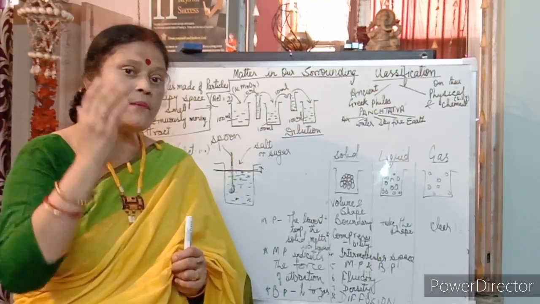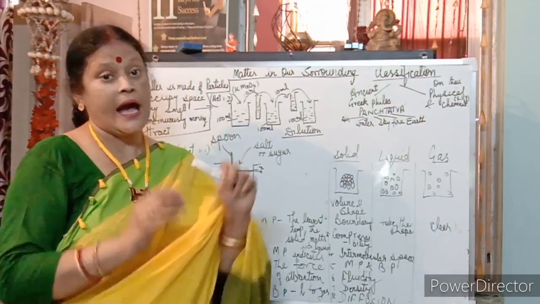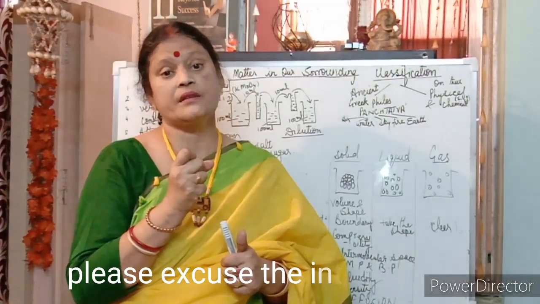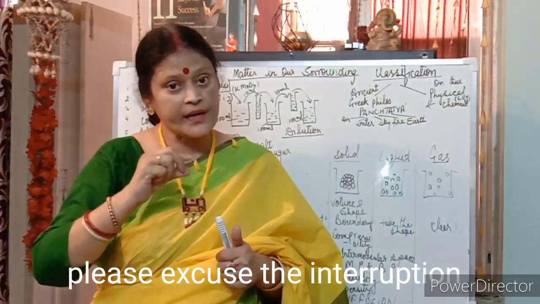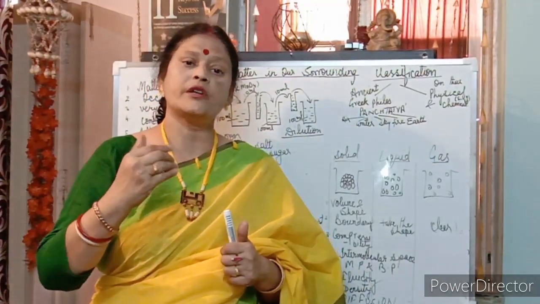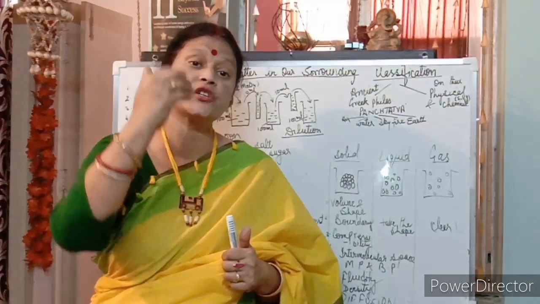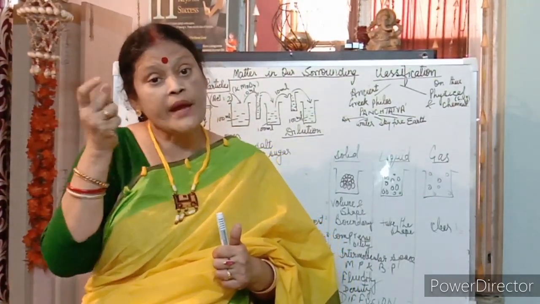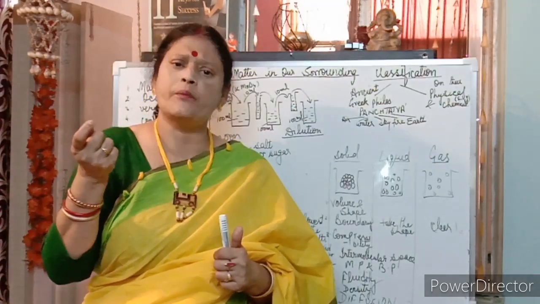If I say the ultimate particle of matter is the atom. Atom is the smallest particle which combines to form molecules. The ultimate particle is the atom, which combines to form a molecule, then element, then compound, then mixture, then matter. This we'll discuss in our later chapters. So matter is made up of very, very small particles.